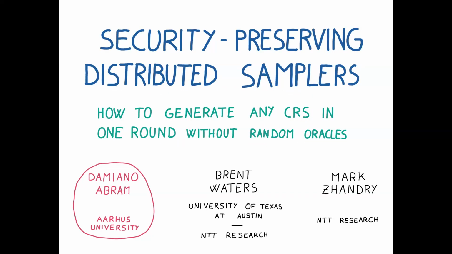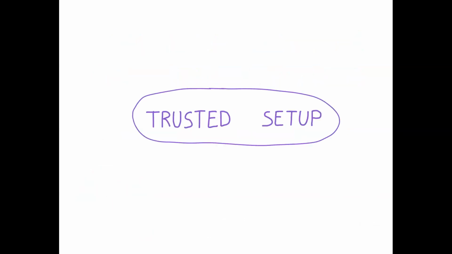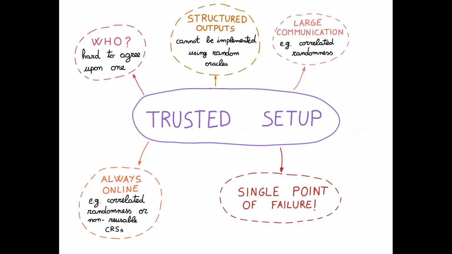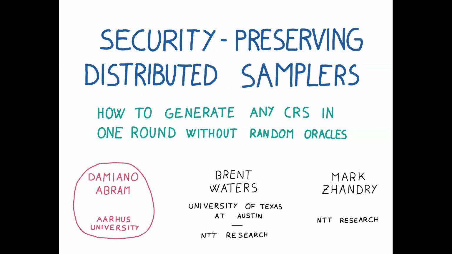Okay. So next we have "Security-Preserving Distributed Samplers: How to Generate Any CRS in One Round Without Random Oracles" from Damiano Abram, Brent Waters, and Mark Zhandry. And Damiano is going to give the talk.